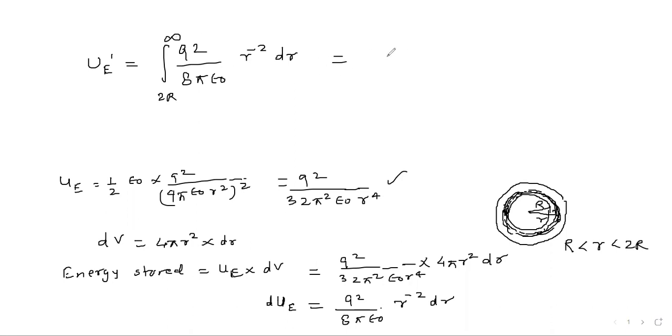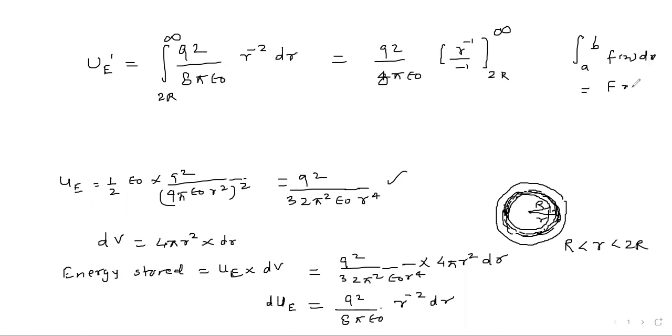So if we integrate it, we will get Q square upon 8 pi epsilon naught times r power minus 1 upon minus 1, limits 2r to infinity. Integration a to b f(x) dx gives f(x) limits a to b, or if we take the minus sign outside, the limits will be b to a. So here, the minus sign we want to remove.